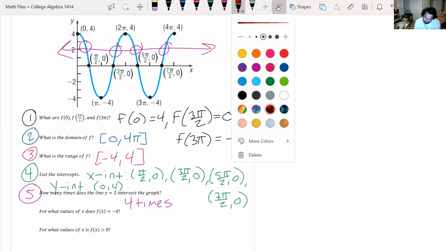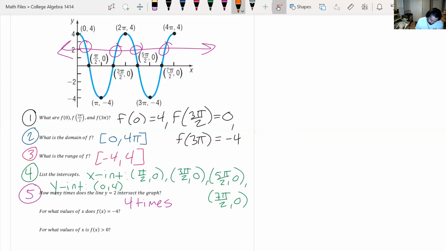Another cool color, let's see. I'm going to use orange. All right. 6.